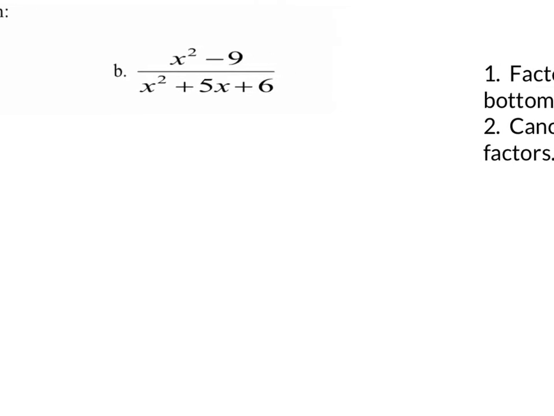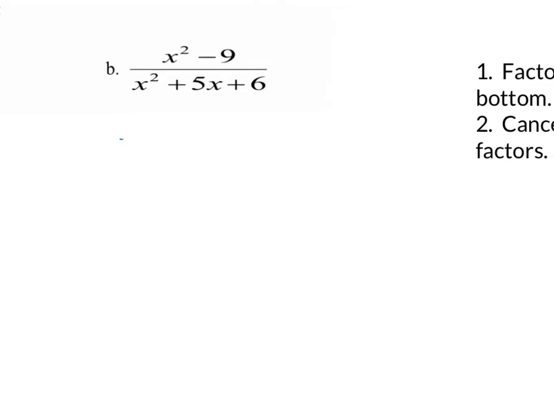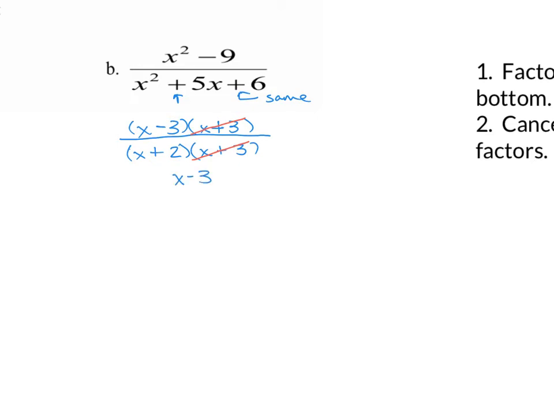All right, let's look at example B. If we factor, the top is a difference of squares, so we're going to get x and x, 3 and 3, and we have different signs. The bottom, we have x and x, things that multiply to 6 and combine to 5, we're going to go with 2 and 3. We have same signs. Both are positive. We can cancel our x plus 3's. And our final answer is x minus 3 over x plus 2.